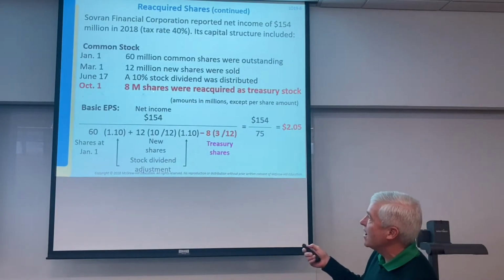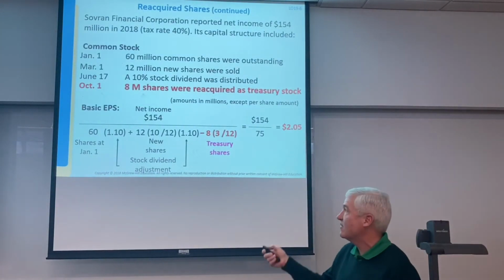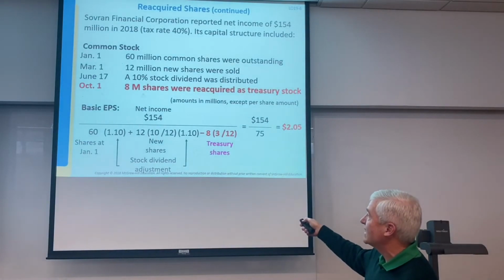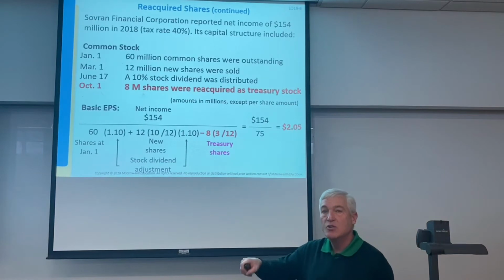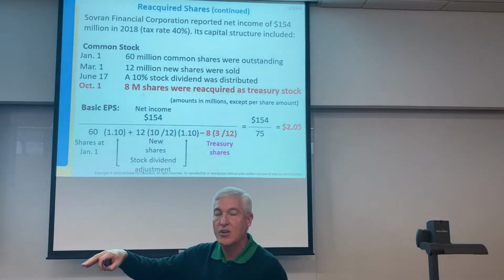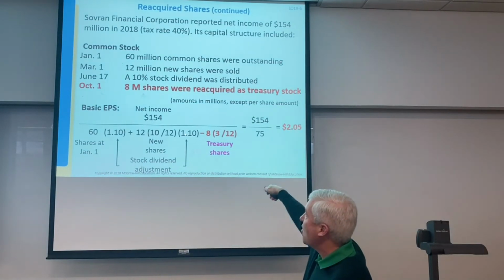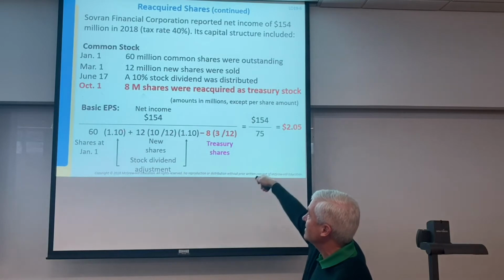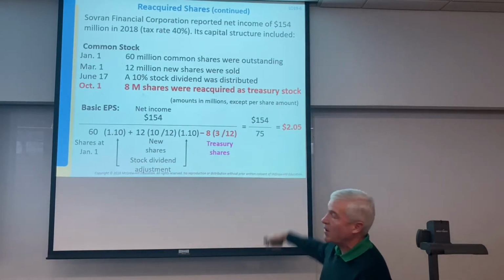So October 1, since this was after we'd already done our 10% stock dividend, we're not going to multiply that times 1.1. We only increase those share counts and those parts of the weighted average calculation for things that happened before the stock dividend. So the stock dividend was here. This one happens afterwards, so we don't multiply it times 1.1.